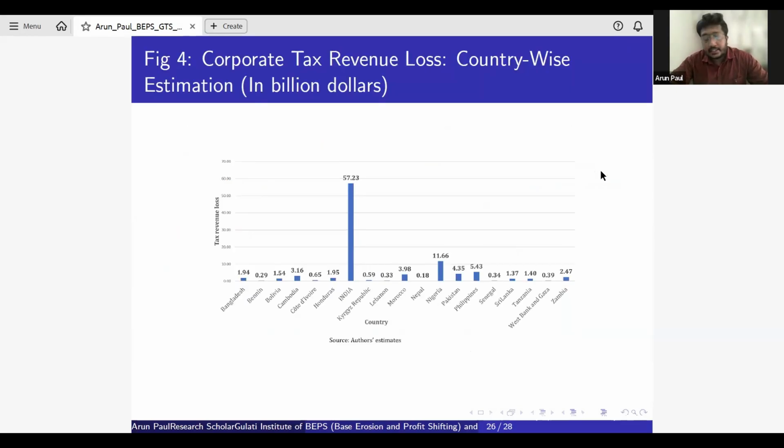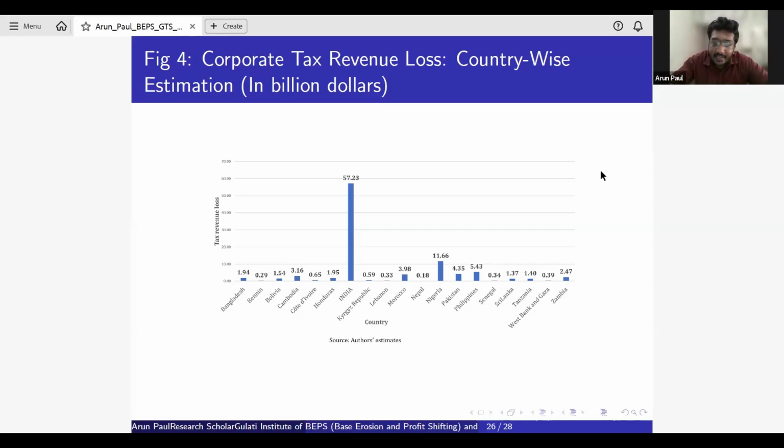Coming to the country-wise result, the main problem encountered by our research is that even though there are 50 countries, data is only available for around 19 to 20 countries. So there is a huge problem of data constraints. So this is the country-wise result.